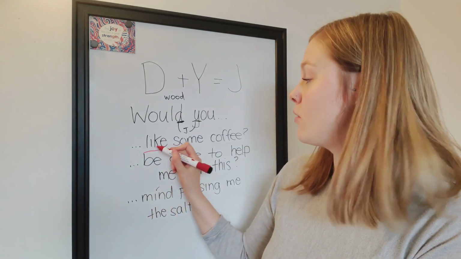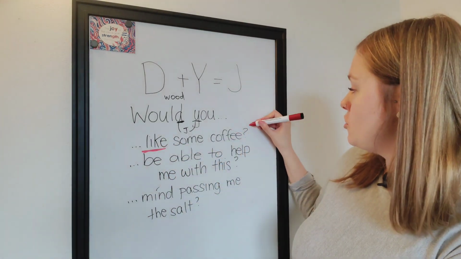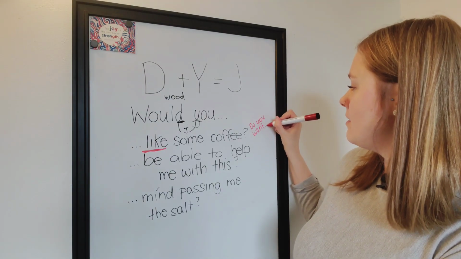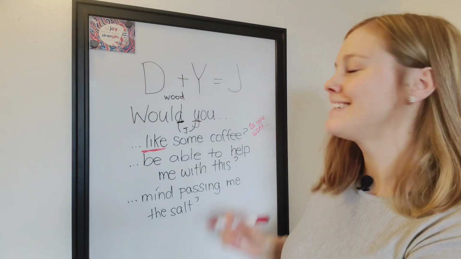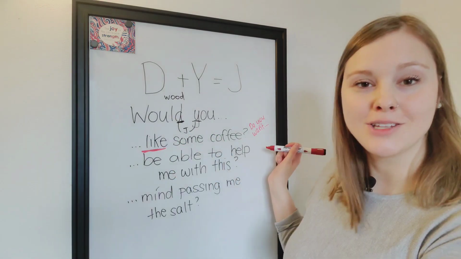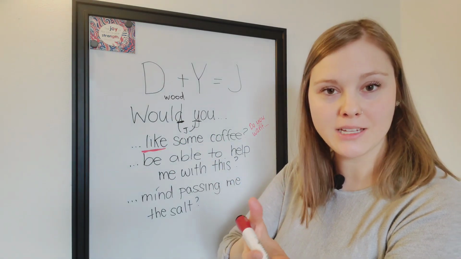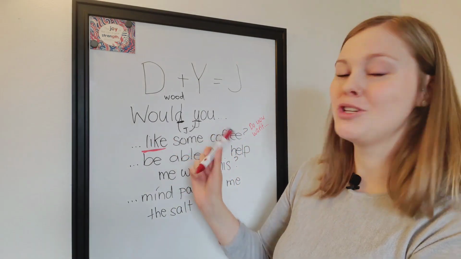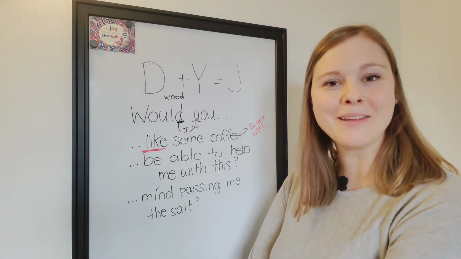So I want to tell you that would you like means do you want. So would you like is do you want, but it is a lot more polite. So would you like this? Would you like that? So do you want this? Do you want that? But would you like is a lot more classy and polite.